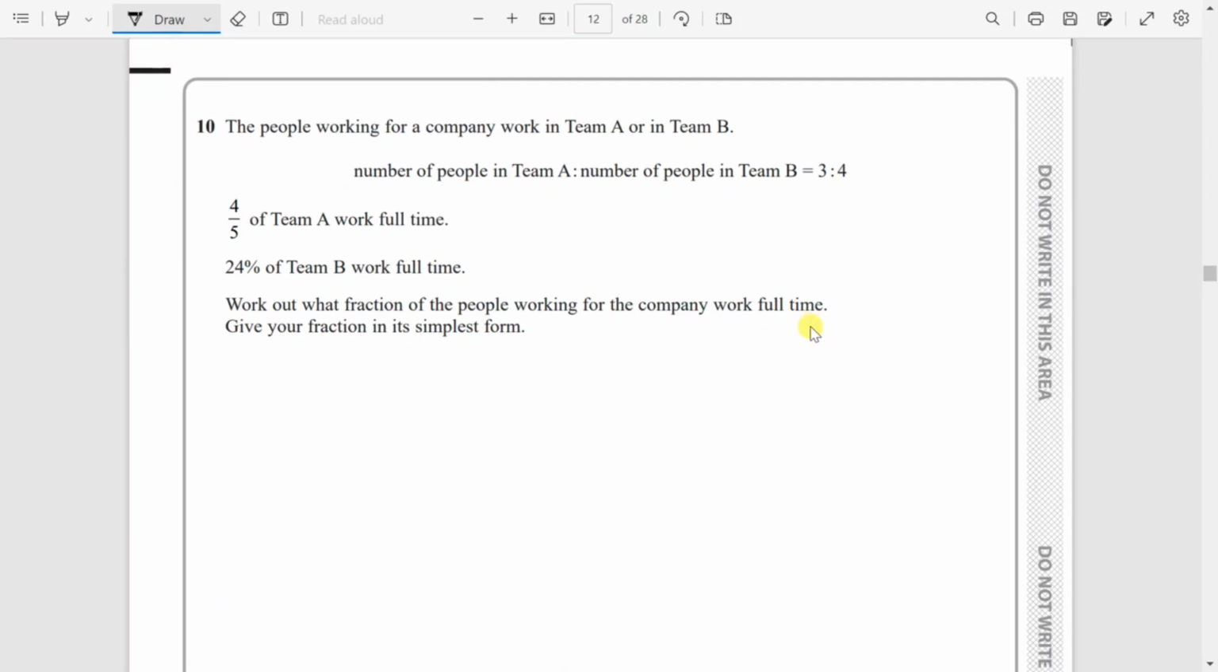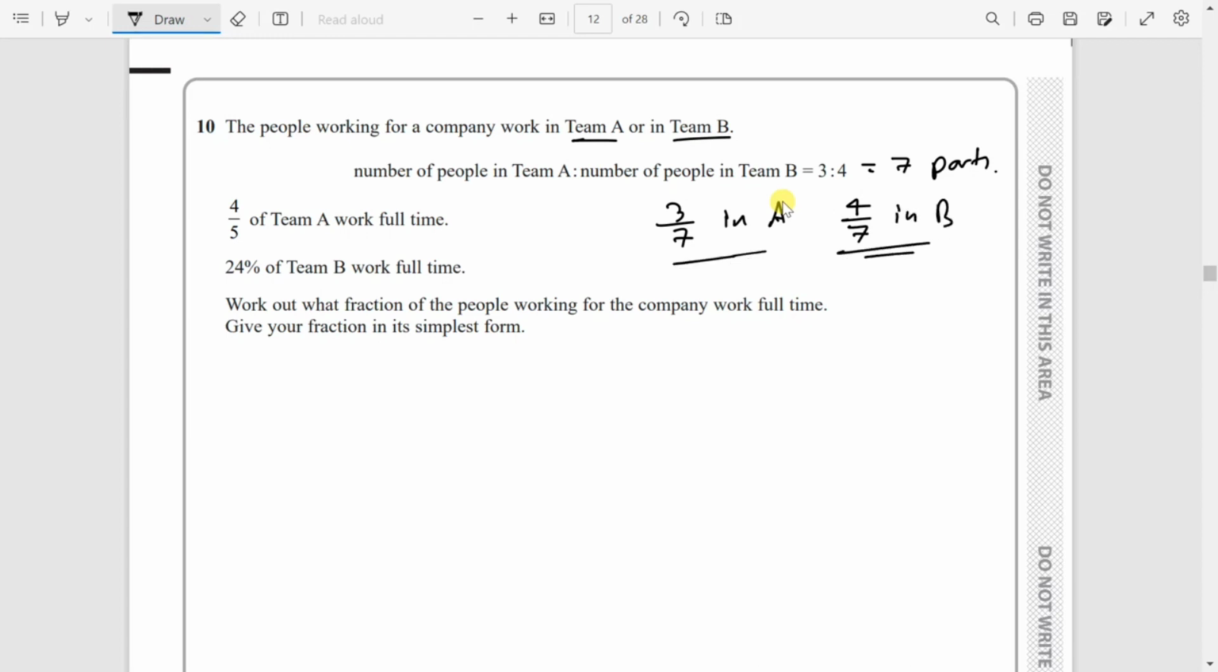Alright, number 10. So what do we have here? It says that people working for a company work in team A or team B. The number of people in A to the number of people in B is 3 to 4. So let's put it as a fraction, yeah? That means in total there's 3 plus 4, which is 7 parts. So as a fraction, 3/7 are in A, whereas 4/7 are in B.